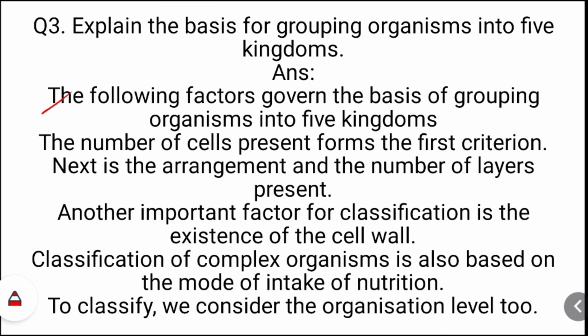Number 3, explain the basis for grouping organisms into 5 kingdoms. The number of cells present forms the first criterion. Next is the arrangement and the number of layers present. Another important factor for classification is the existence of the cell wall. Next, classification of complex organisms is also based on the mode of intake of nutrition. Last, to classify we consider the organization level too.